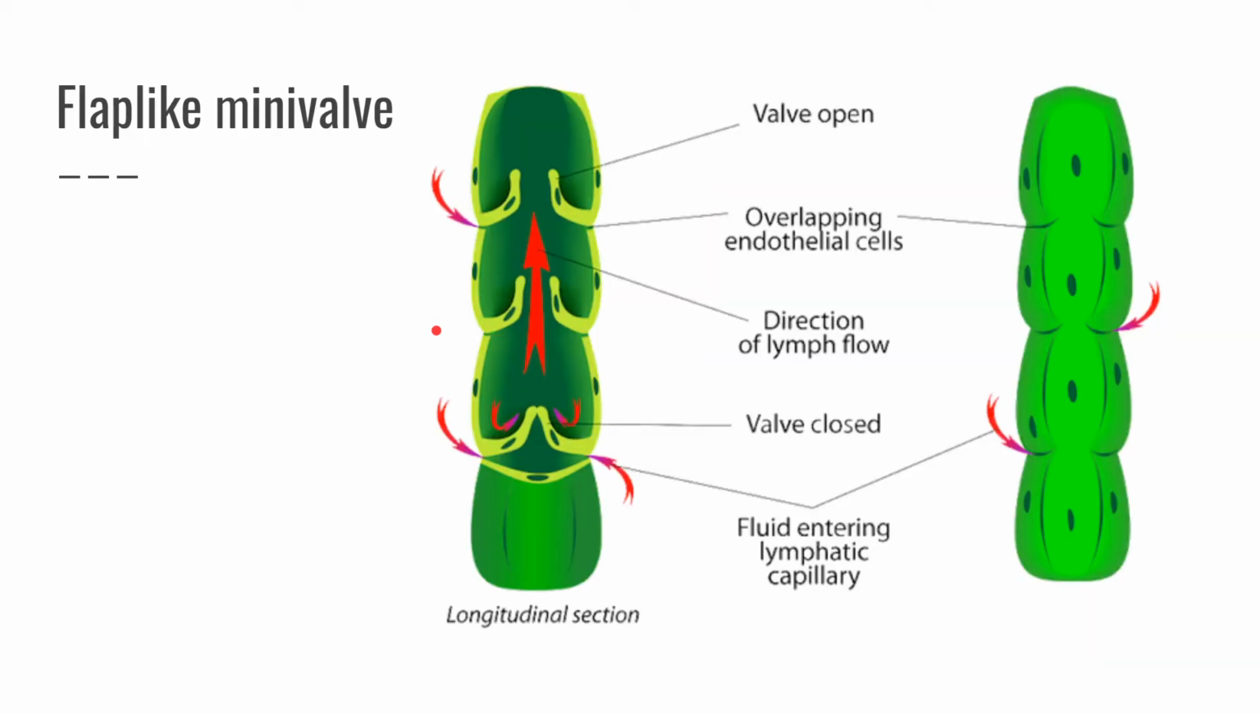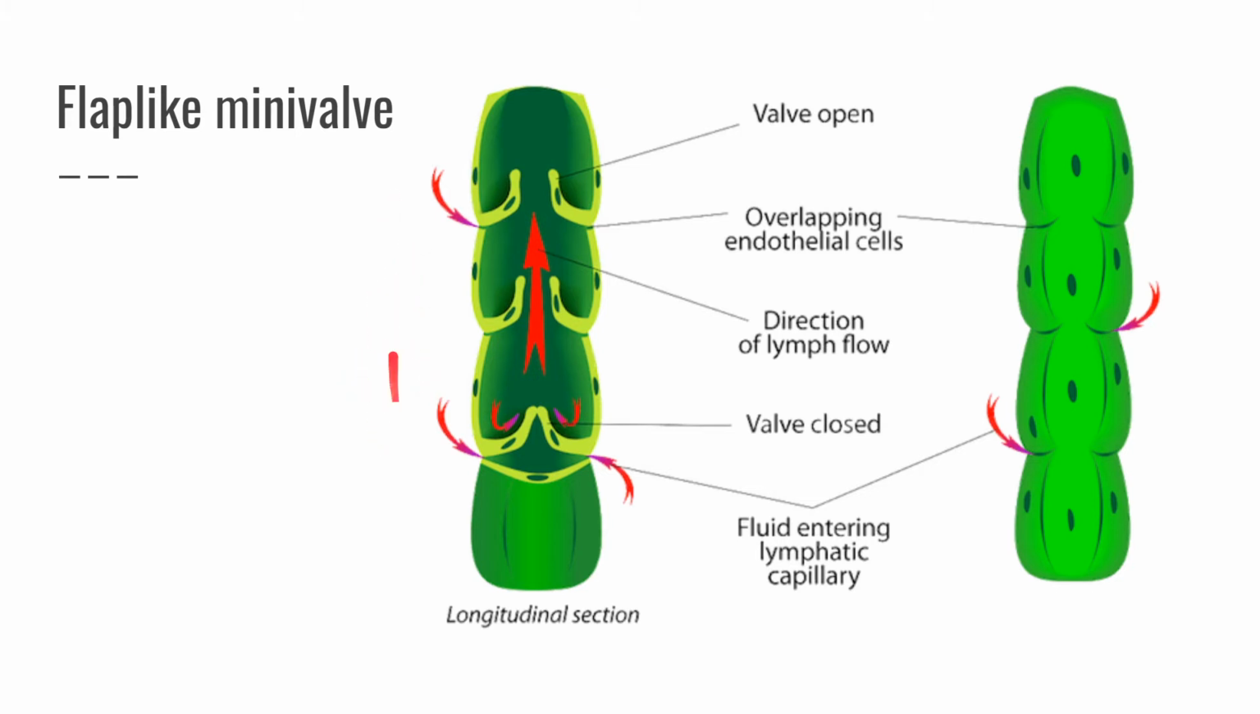Here is another picture of that. So here is our little flap-like mini valve, but in this picture the capillary is cut open so that you can actually see the valves on the inside. Lymphatic vessels are similar to veins. They're low pressure systems, and they need valves to be able to prevent the backflow. And this is a pretty simple but clever system.